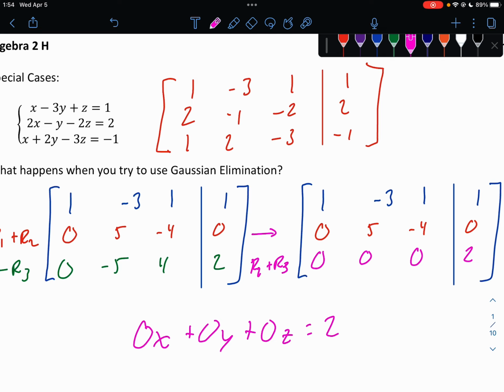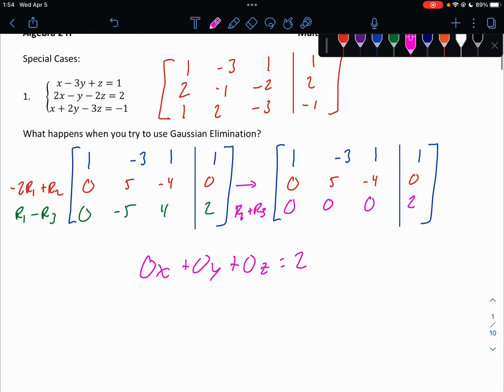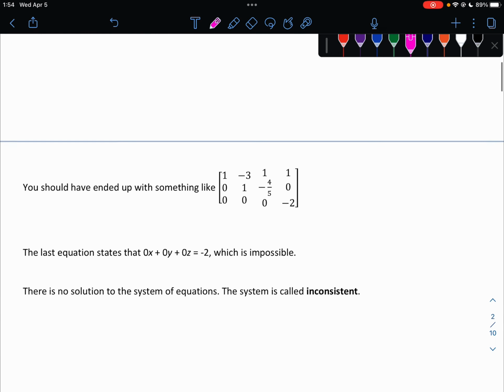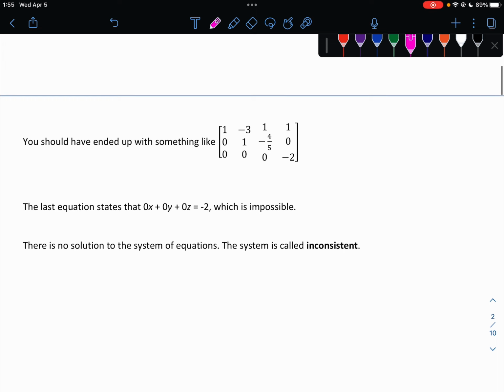That's probably not possible. What does that mean? Well, we should end up with something like this. Now, we didn't get exactly what I have here, but it's the same gist. You got all zeros for the variables and then a constant on the other side. That's not good. That means it's actually impossible. And for this system, we actually call this something called inconsistent. So we call this an inconsistent system.